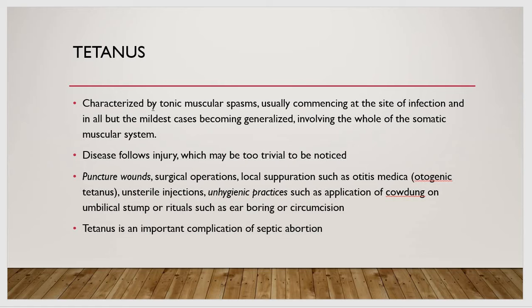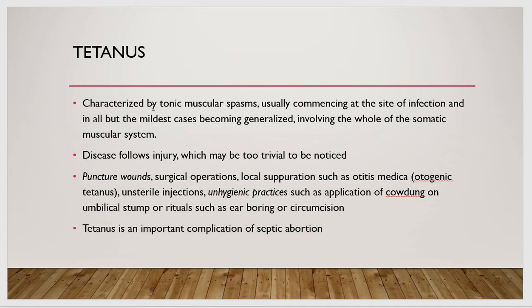So what type of wounds can it be? These can be puncture wounds, mainly. This is the important thing: puncture wounds and unhygienic practices. These are two main things to be remembered. Puncture wounds are the major reason. Then in surgical operations, there are open wounds. If the instruments are not sterilized and appropriate precautions are not taken, there are chances of the illness.